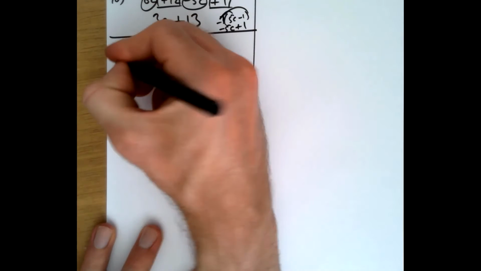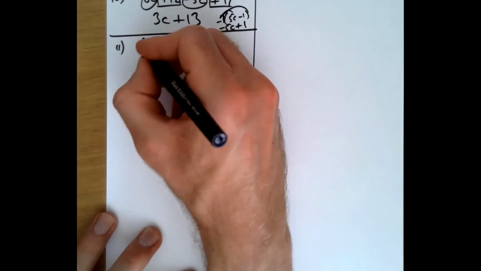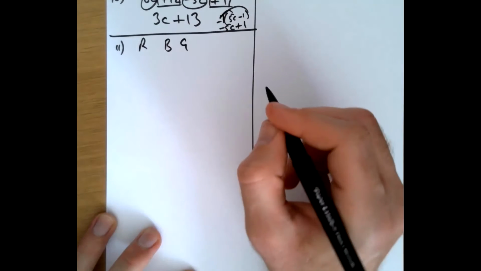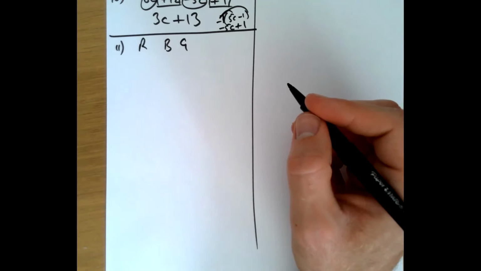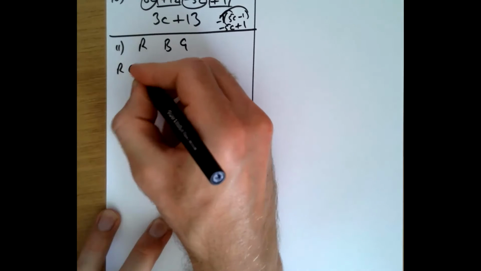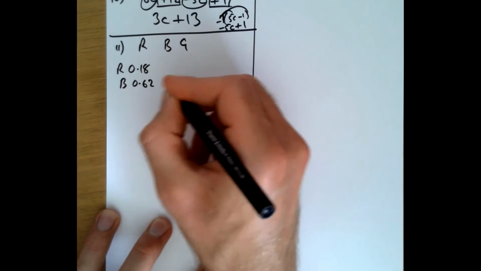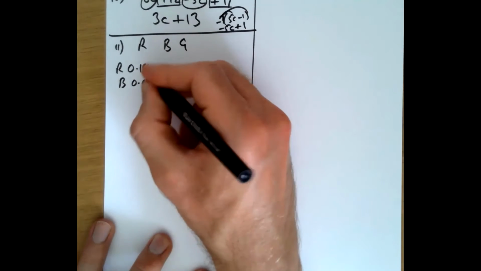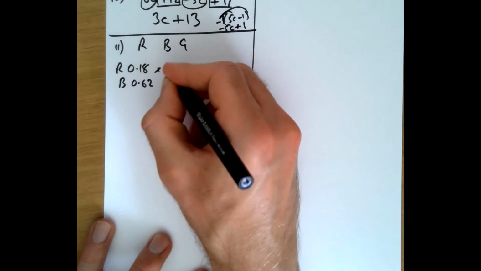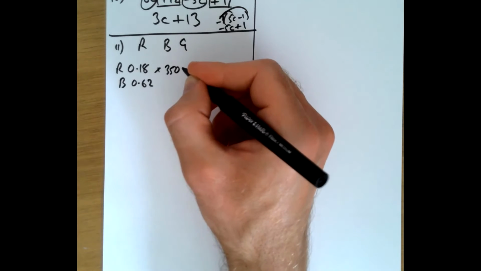Number 11, then. A spinner can land on red, blue, or green. After 350 spins, relative frequency of red is 0.18. So red is 0.18. Blue is 0.62. Work out the number of times. Right, so this one you just do your relative frequency, 0.18, times the number of spins. Again, you've got a calculator, so you'd be a fool not to use it. So there's going to be 63 reds.